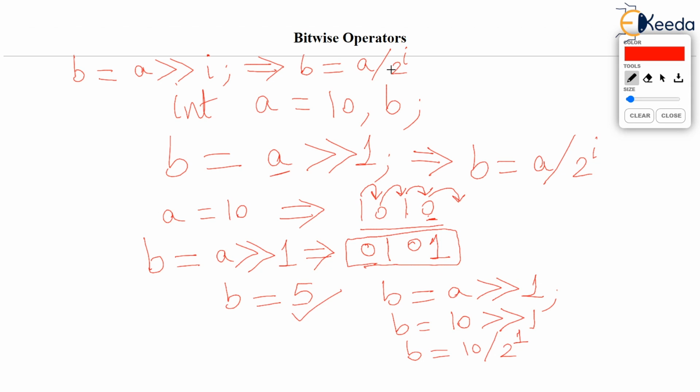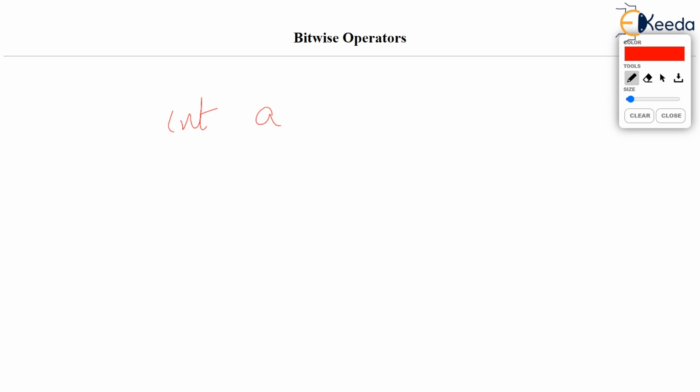Now let's see another operator called complement. Complement, as the name suggests, will work on bits of the number and make 0 as 1 and 1 as 0. Simple complement operator. For example, if I have int a equal to 10 and another variable b, and if I say b is equal to tilde a, this is the complement of a. Now observe that tilde is a unary operator. It works only on one operand.